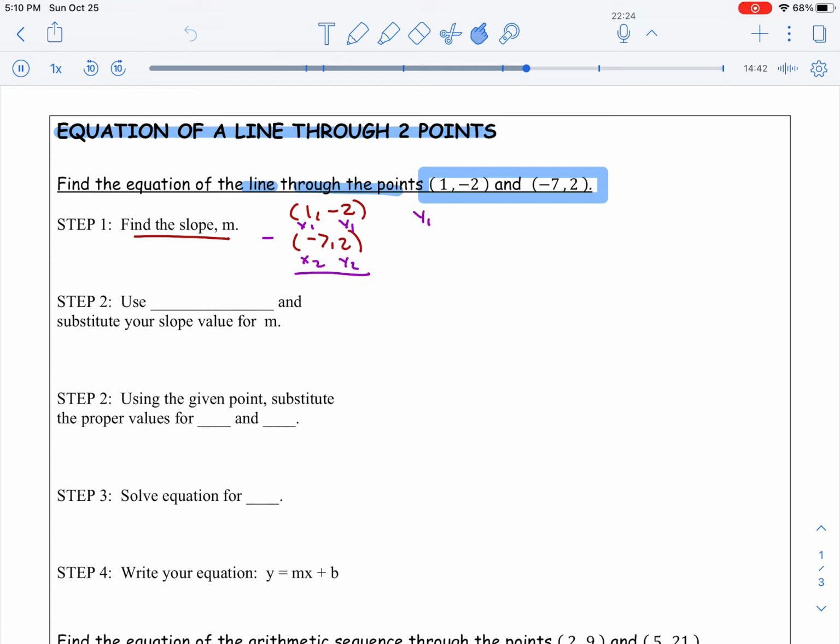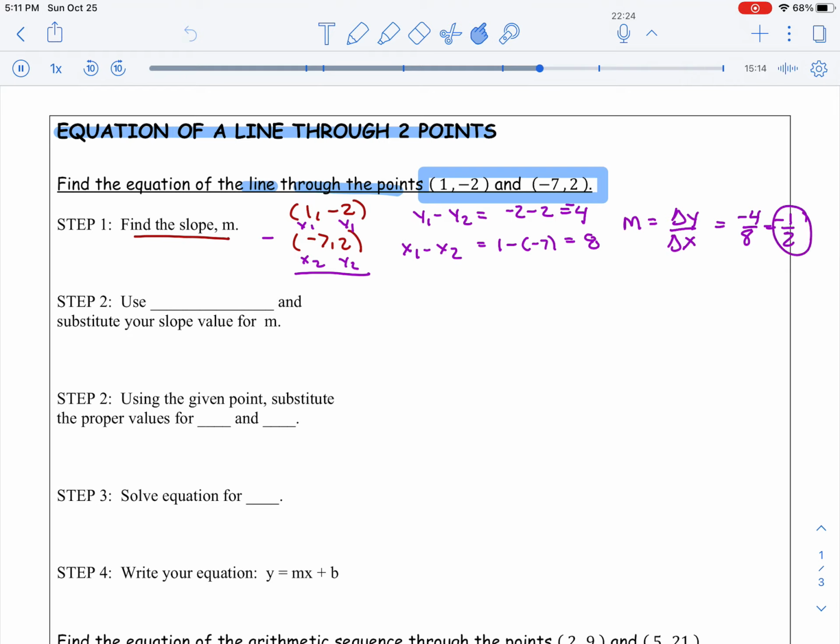So if I subtract my y's, I get -2 minus 2, which is -4. If I subtract my x's, I get 1 minus -7, which is 8. So then my slope is the change in y over the change in x, which is -4 over 8, or -1/2.